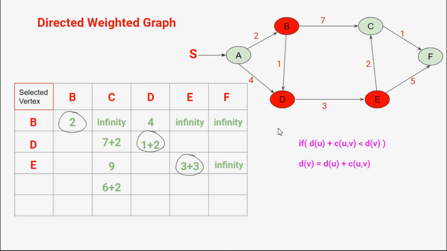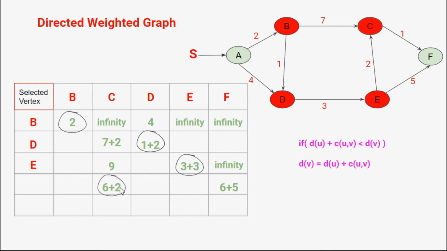Now, F is also a neighbor of E. What is the distance of E? That is 6. And what is the cost from E to F? That is 5. So 6 plus 5 will give me 11, which is less than infinity. So we are going to replace this. Clear? Now we have chosen B, D and E. Out of C and F, which is minimum? This is minimum. So we are going to choose C now.